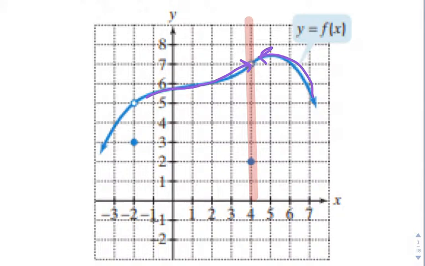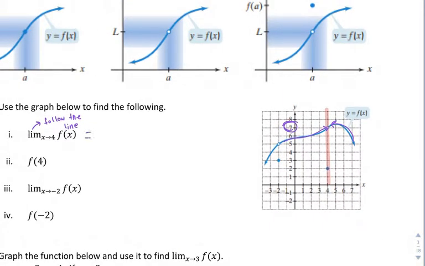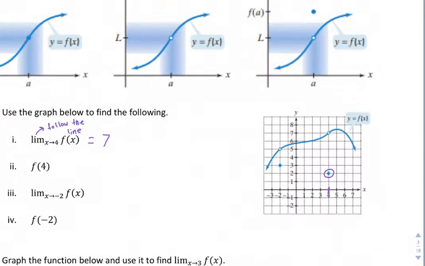So if I'm looking at the left hand side, I see it's approaching 7. If I'm looking at the right hand side, I see it's approaching 7. Therefore, my limit as x approaches 4 is 7. Now that's different from number 2, which is f of 4. So f of 4 means the actual value, which means I'm looking for a closed circle. So on x equals 4, I notice my y value is 2. Therefore, f of 4 equals 2.